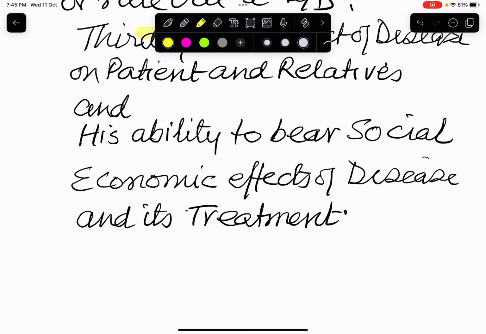Then you must ask the patient the ability to bear the social and economic effects of the disease itself and the treatment of the disease. So, you have to look into the pocket of the patient, not to pickpocket, but to prescribe the treatment according to the pocket of the patient.